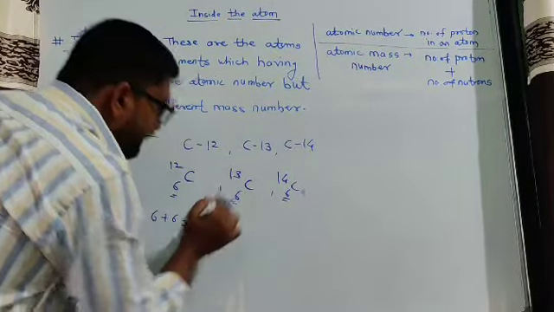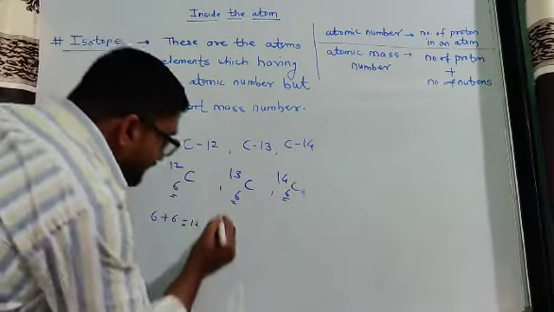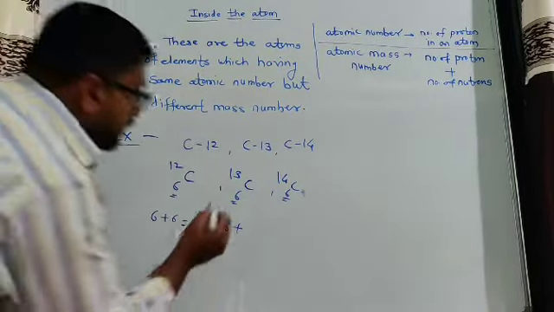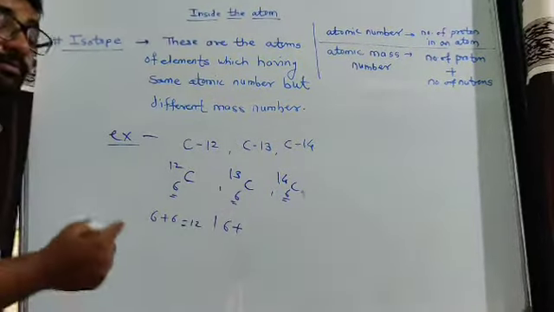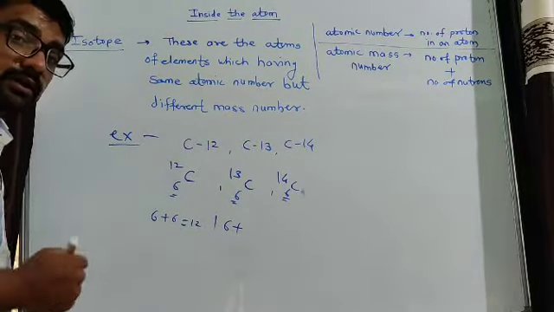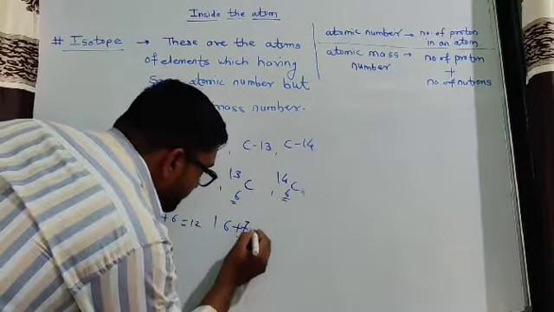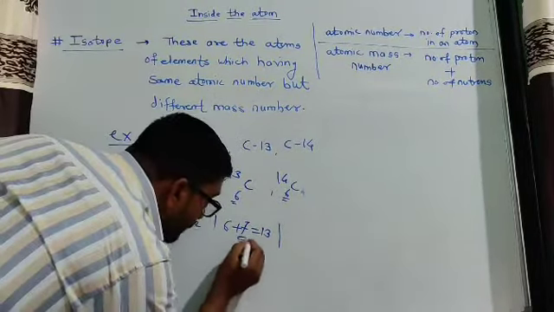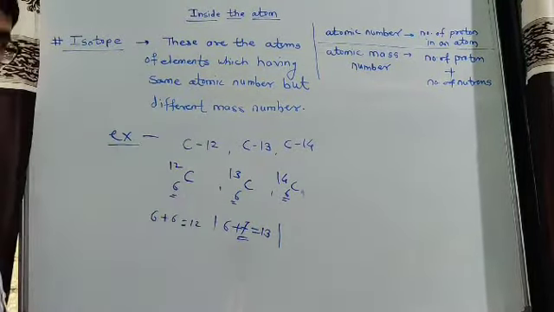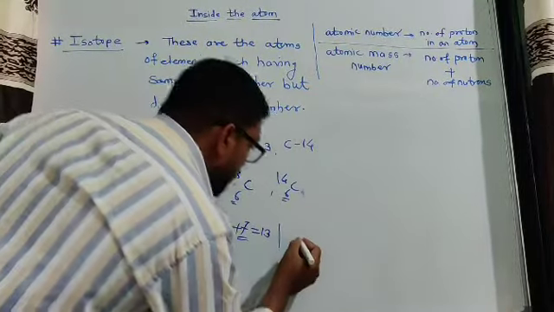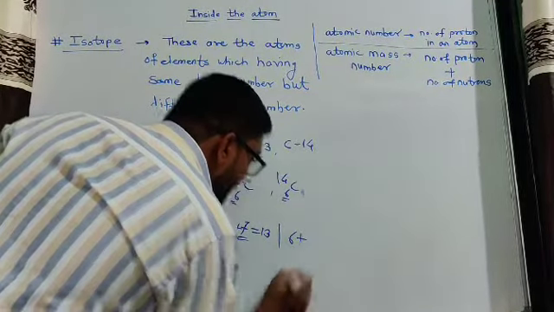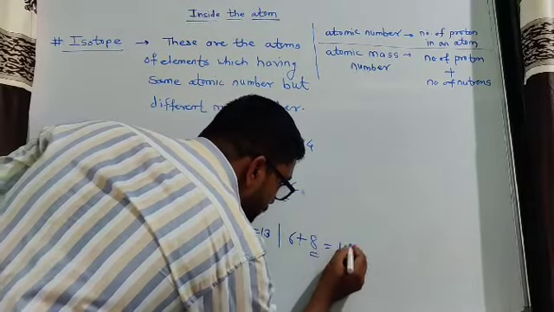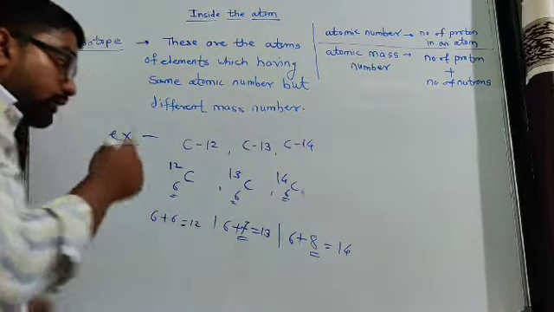In this case, look at 6 and 13. Mass number is the number of protons plus the number of neutrons. The mass number is 13. 6 plus how much is equal to 13? 7. So 6 plus 7 is equal to 13. So here the number of neutrons is different. Again here, the number of protons is 6 plus 8 is equal to 14.